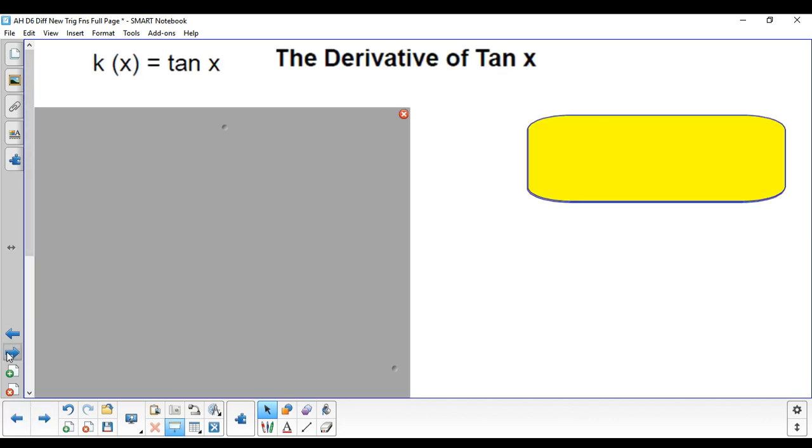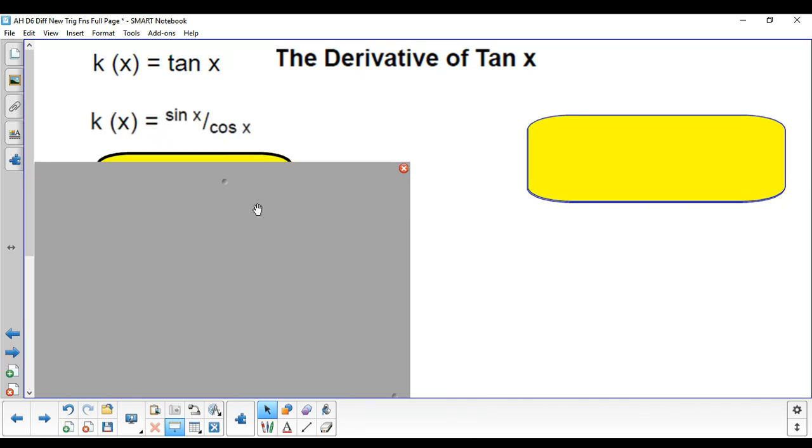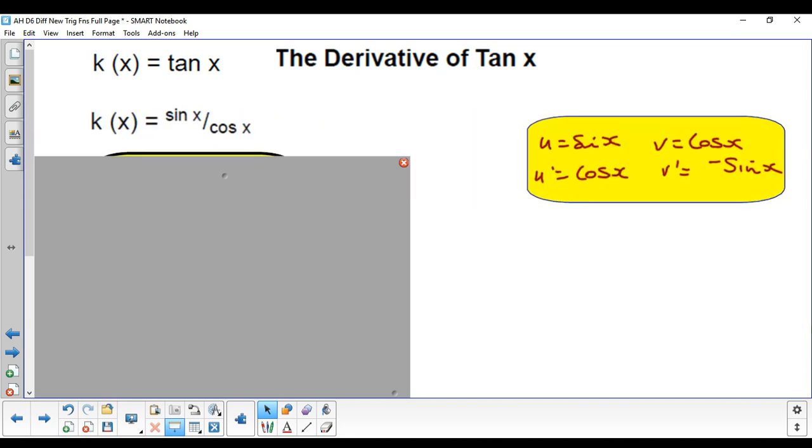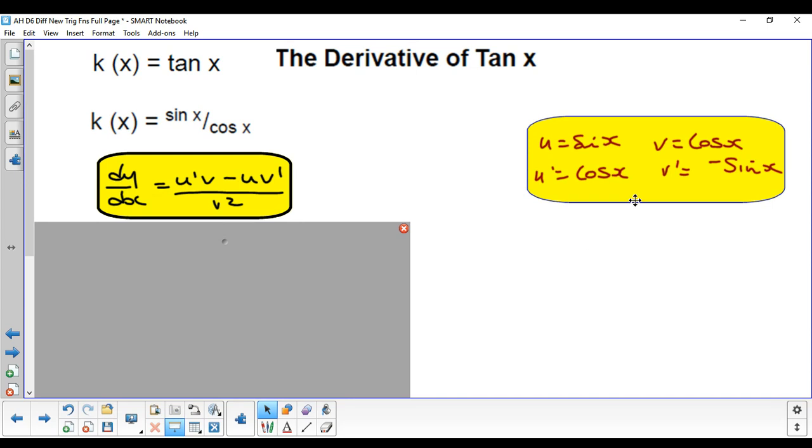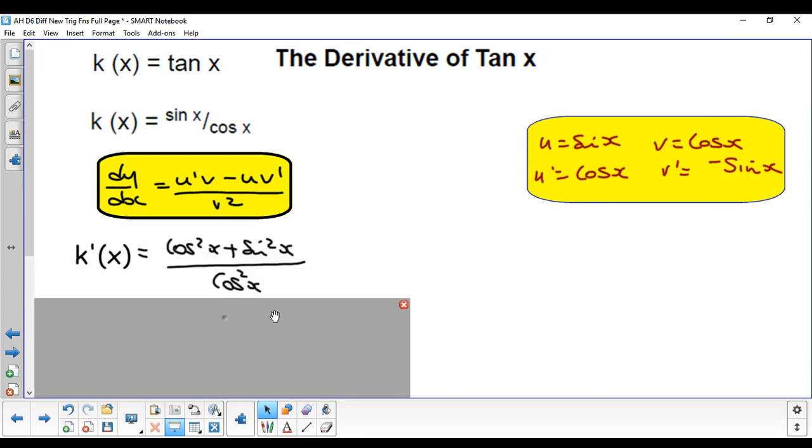If I ask you to differentiate tan x, we've already actually done this, then what you would have done is write tan x as sine over cos. That means you can use the quotient rule, so you have sine x, which will go to cos x, and cos will go to minus sine. The next thing is you have u dash v minus u v dashed over v squared, so you'll have cos squared x minus minus sine squared x over cos squared x.